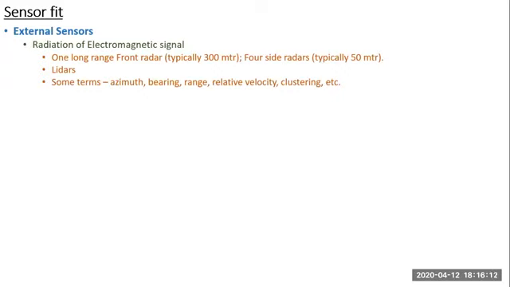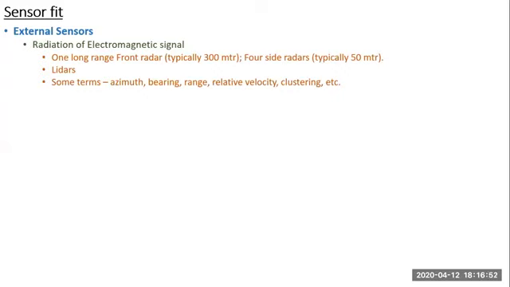Okay. So what are the external sensors? A group of sensors, ladies and gentlemen, which rely on the radiation of an electromagnetic signal into the environment. Please remember radio waves. We all know what radio waves are, but remember that light is also an electromagnetic radiation. It's just that the frequencies happen to be in a range which can be sensed by our eyes. So when I talk about electromagnetic signals, I mean light also. I mean laser also. And that is why you can see lidars. Lidars are nothing but lasers.